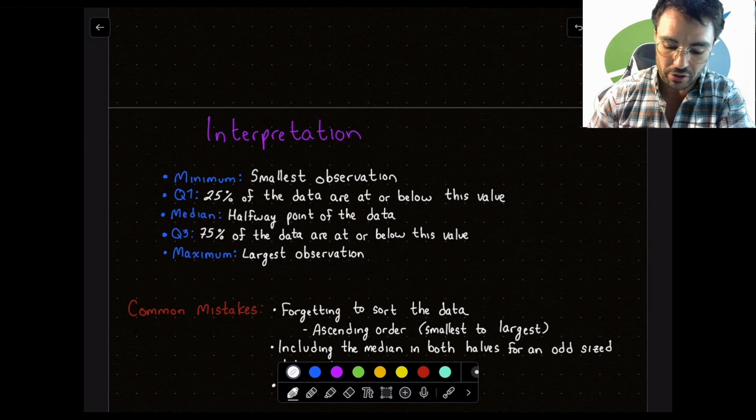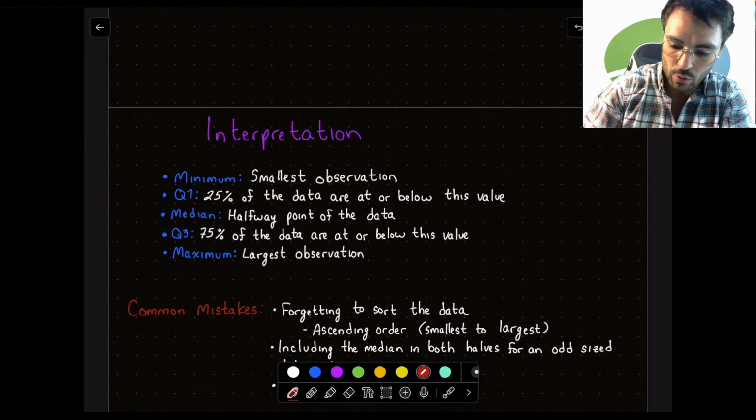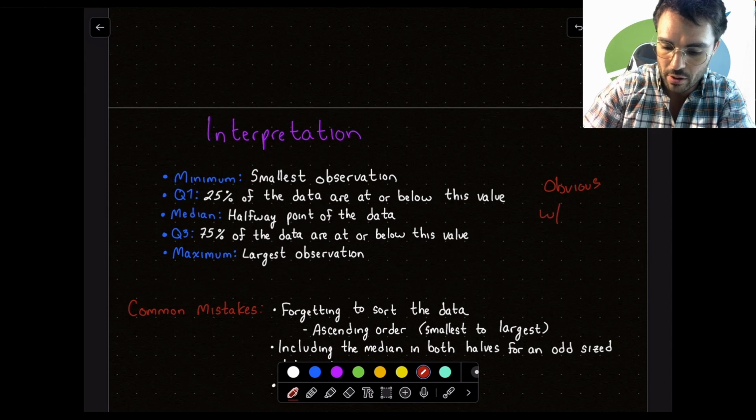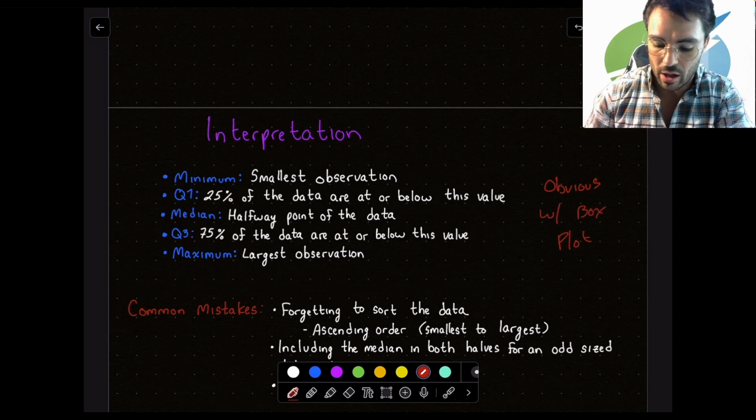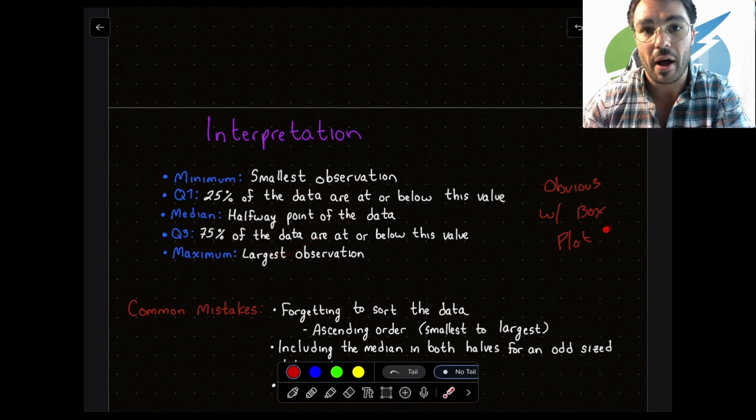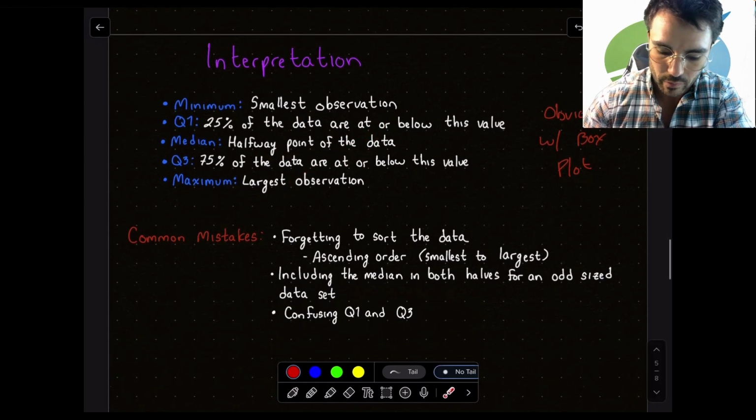And this we can clearly see with a box plot. So obvious with box plots. This we go more in detail in the box plot video. If you want to see what this looks like, I'd recommend checking out that video.